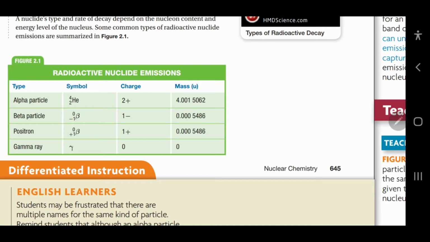First one was alpha particles, which is helium. Of course, here we are talking about helium without electrons. So we are talking only about 2 protons and 2 neutrons, and the charge of it will be +2. And beta particles, which is actually electrons, so the atomic number is -1. And the third one is the positron, the same particle as the electron, but with an opposite charge of +1. And last, we have gamma rays, which is a type of electromagnetic wave with no mass and no charge.